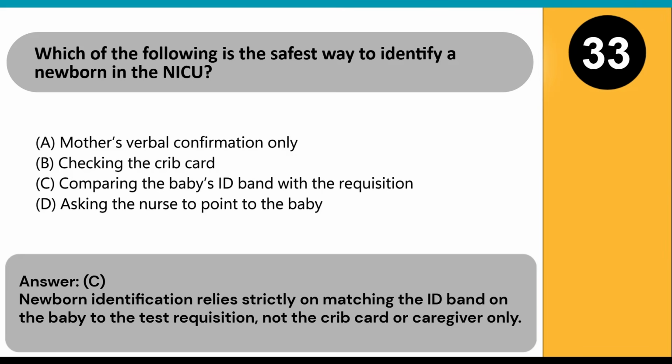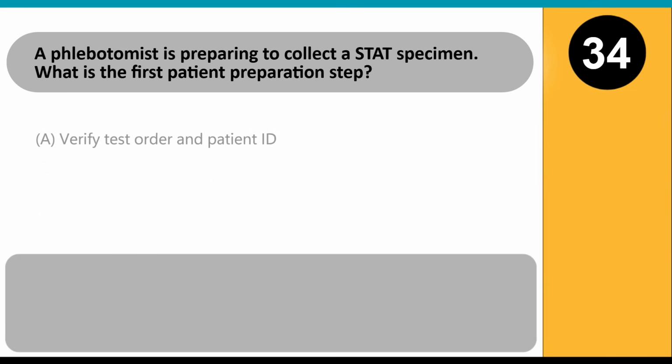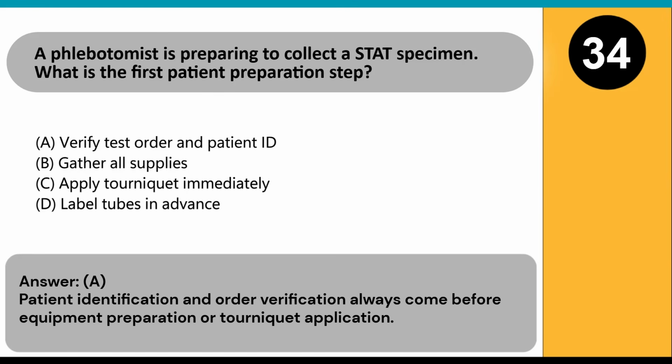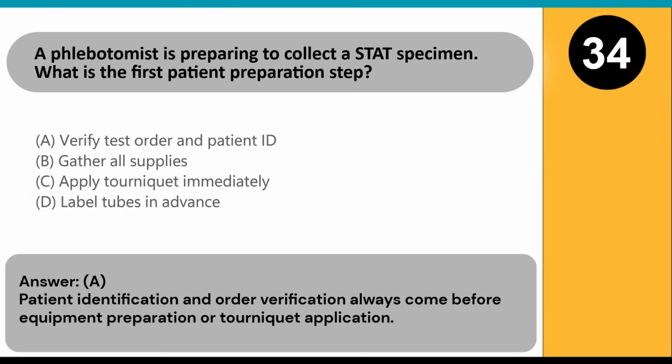A phlebotomist is preparing to collect a stat specimen. What is the first patient preparation step? A. Verify test order and patient ID. B. Gather all supplies. C. Apply tourniquet immediately. D. Label tubes in advance. Answer A. Patient identification and order verification always come before equipment preparation or tourniquet application.